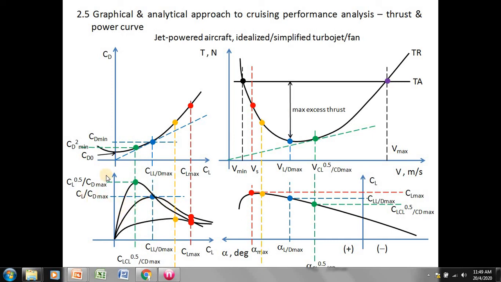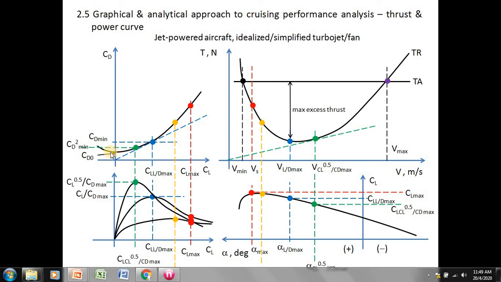Because it happens at the maximum lift to drag ratio or CL over CD max. If you look at this plot, it is the aerodynamic efficiency over CL. It happens at maximum CL over CD max. And for jet aircraft to cruise farther, you need to fly at maximum CL to the power of half over CD max, and it happens at minimum CD squared. And this is CD naught.